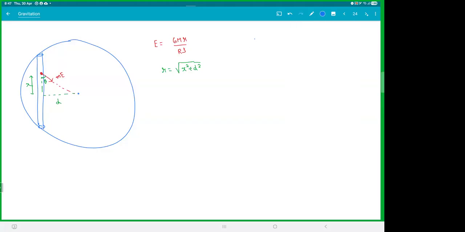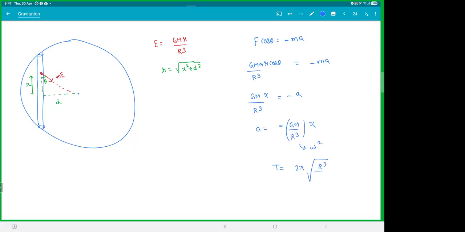So the force acting on the particle would be F cos theta. This is responsible for your acceleration, ma. So F will be G M m r cos theta by r cube. But what is r cos theta? r cos theta is x. So that will be G M m x by R cube is equal to minus ma. So this is a is equal to minus GM by R cube into x. And this is looking like an SHM equation. This is your omega square. Therefore, the time period is 2 pi by omega, which is root over R cube by GM.